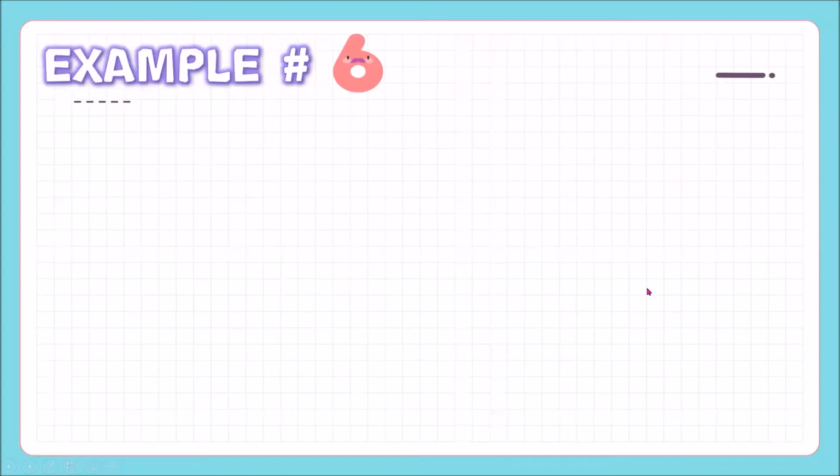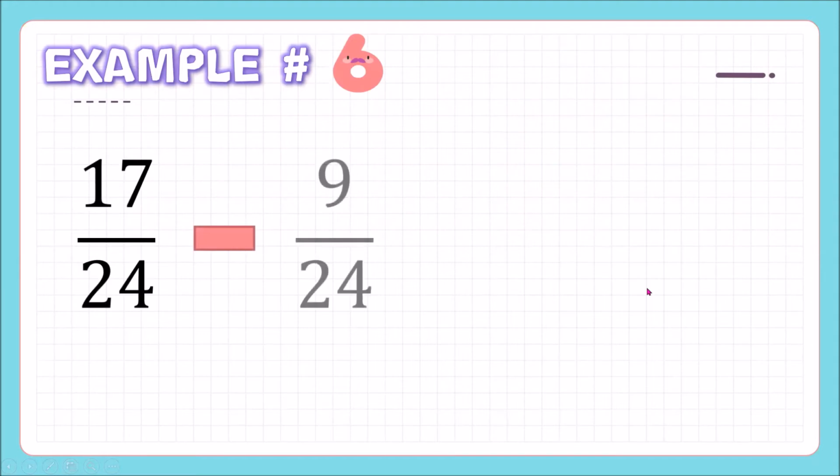Next, example number 6. 17 over 24 minus 9 over 24. So we change the sign of the subtrahend. It will become negative and then proceed to addition. So our common denominator is 24 and then positive 17 plus negative 9. They have different signs, so we need to subtract. 17 minus 9 is 8.